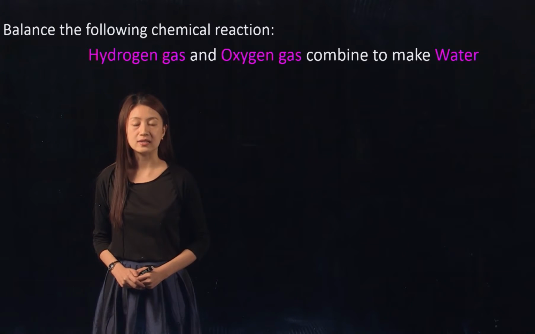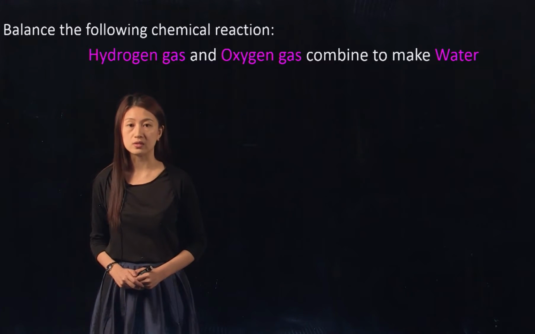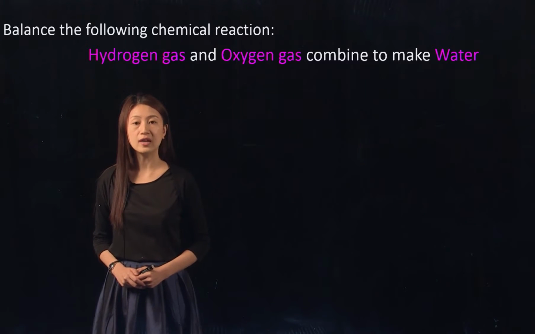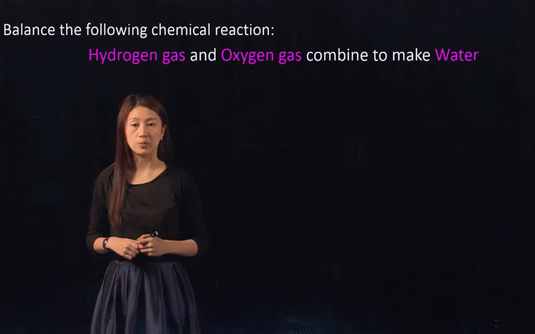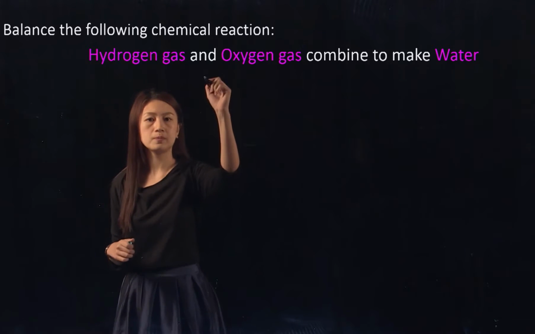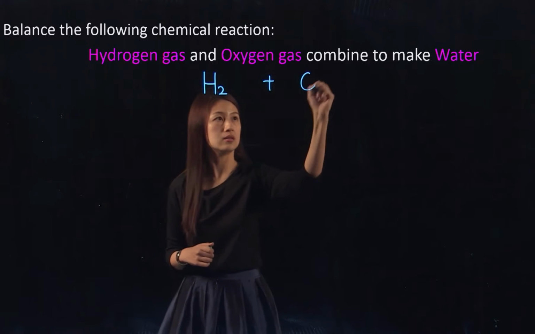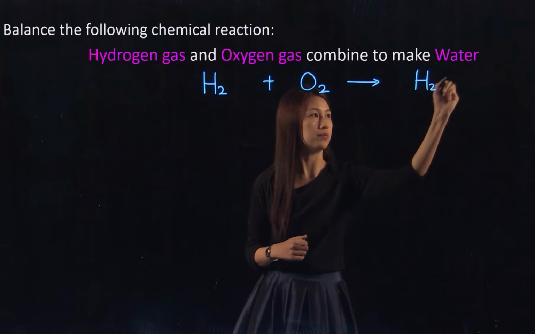We have hydrogen gas and oxygen gas combined to make water. This is how we can express the chemical reaction using words. We often call this a word equation. Now we can use the word equation to write the chemical reaction by taking each of these molecules and writing it using a chemical formula. For example, hydrogen plus oxygen to form H2O.